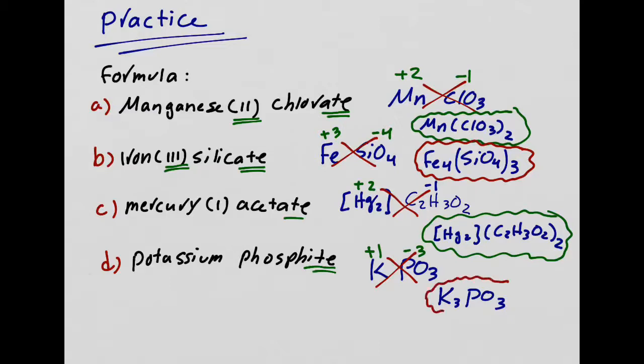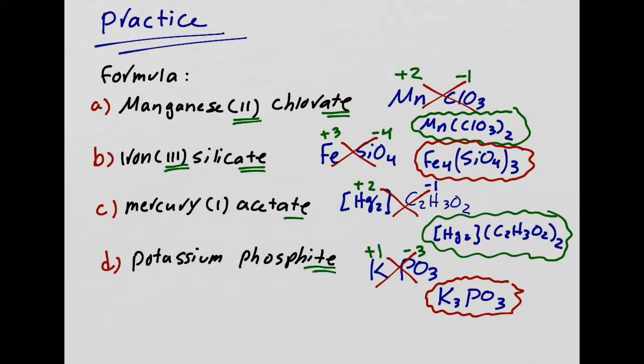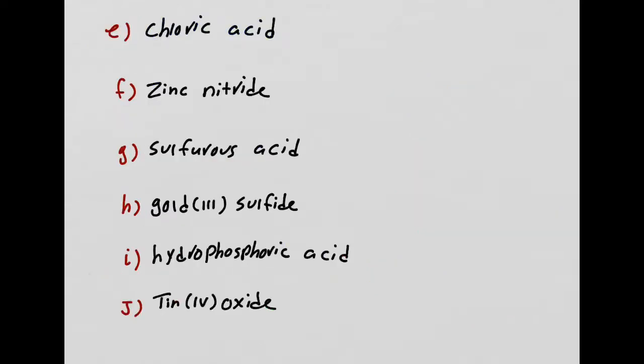K3PO3 would be potassium phosphide. Again, how did I know potassium was +1? Periodic table. Here's potassium. It is in group +1. So far, so good? All right. Nice job. I know a lot of problems, but these are good for you.